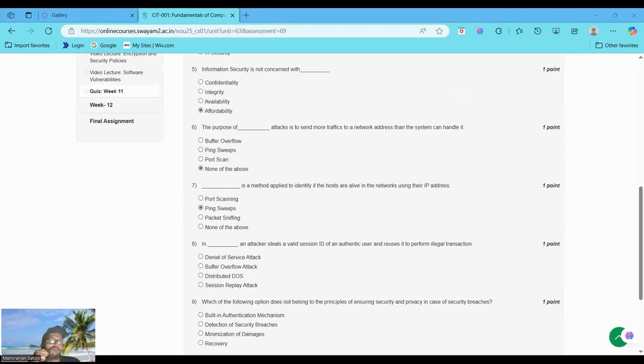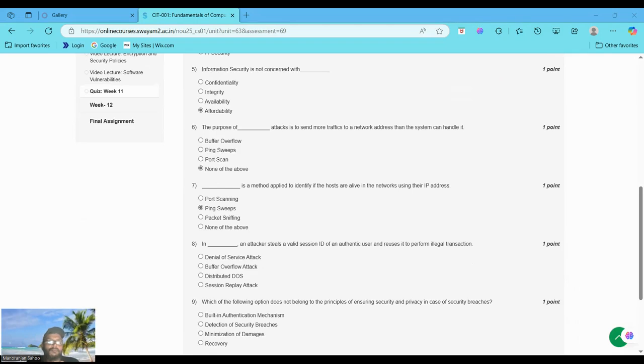Ping sweeps means a technique using ICMP echo request pings to identify the live hosts in a network by the IP address. But what about port scanning? Port scanning identifies open ports on the host, not whether the host is live. Packet sniffing captures the network traffic, not for host discovery.